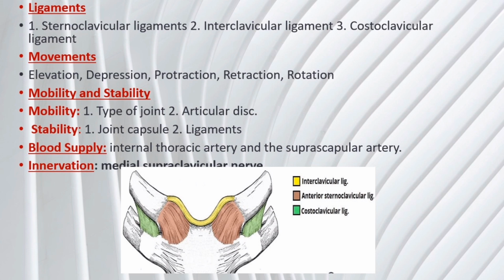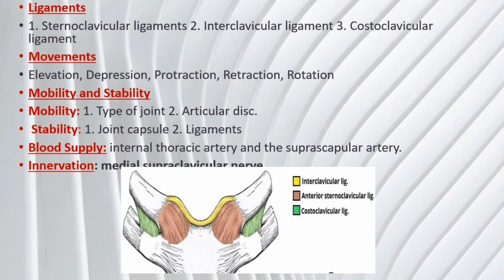Sternoclavicular ligaments, anterior and posterior, reinforce the joint capsule anteriorly and posteriorly. Interclavicular ligament attaches to the sternal end of both clavicles and reinforces the joint capsule superiorly. Costoclavicular ligament attaches the first rib and costal cartilage to the inferior surface of the clavicle. It is the main stabilizing force for the joint, resisting elevation of the pectoral girdle.